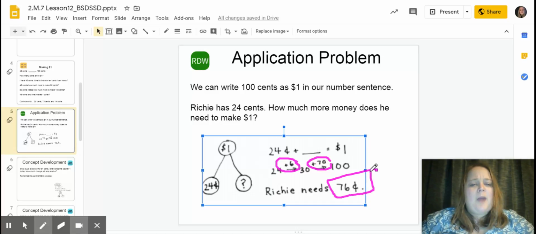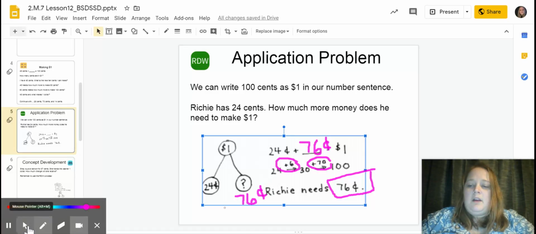Good. And did they write a number sentence? Yes. But one thing, I would have gone back here and filled in my number sentence. They wrote a word sentence, but their number sentence was missing a part. So I'd fill that in, and you could even fill in your part whole chart. 76 there. So if you solved your application problem today, nice job. I think we have a few more things to do.